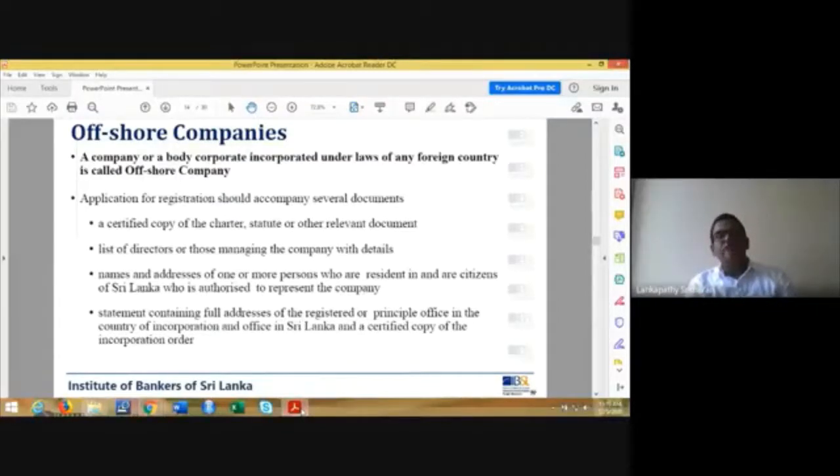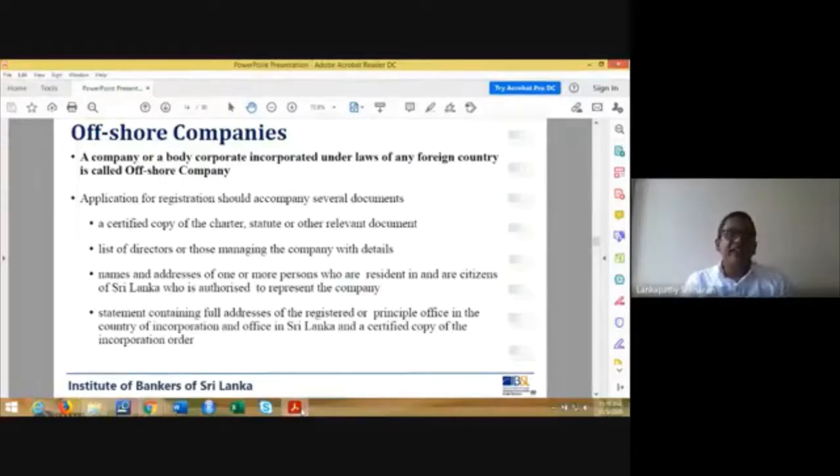So when they are registering an offshore company, they have to give several documents with the application form. Here also, to whom do they have to give? They have to give to the registrar of companies. So the first document is a certified copy of the charter or statute or other relevant document. It means these companies are originally incorporated in a foreign country. So they have to give that original charter or statute or other relevant document with the application form.